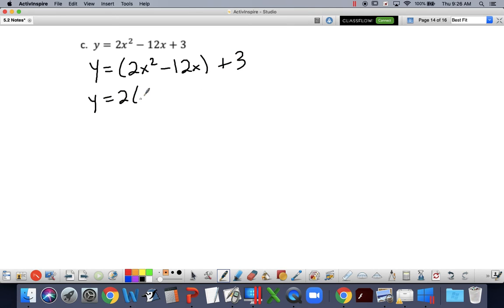Then I'm going to factor out my 2, leave some space. I'm going to take half of -6, which is -3. -3 to the quantity squared is 9. So I'm going to add 9, but really what I'm doing is adding 18. So I need to subtract the 18 off the end.